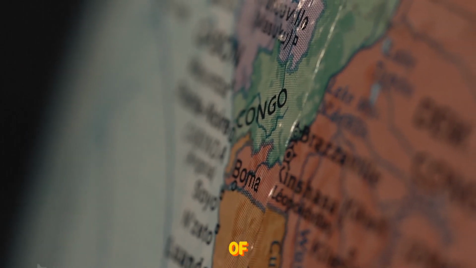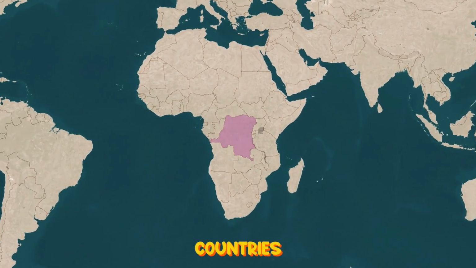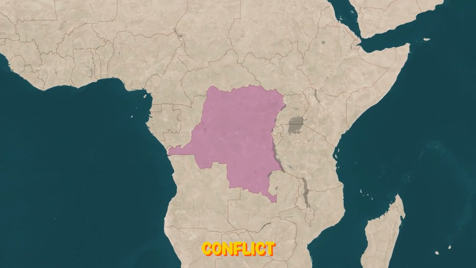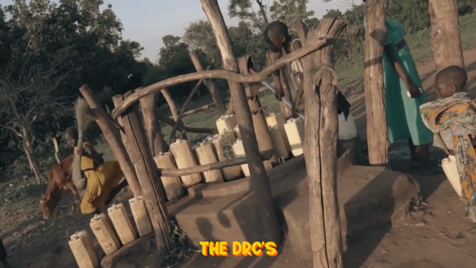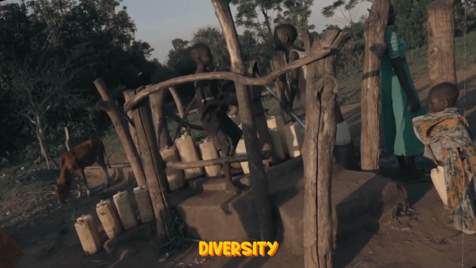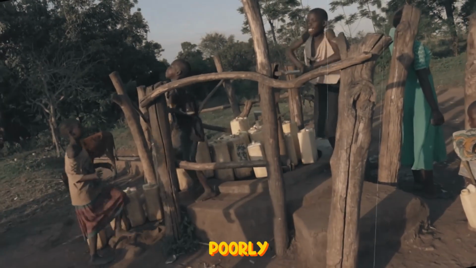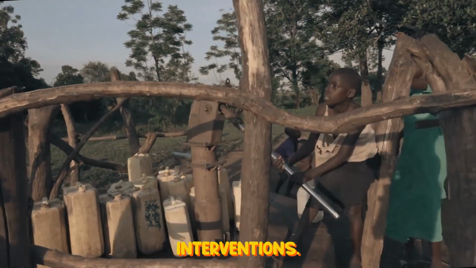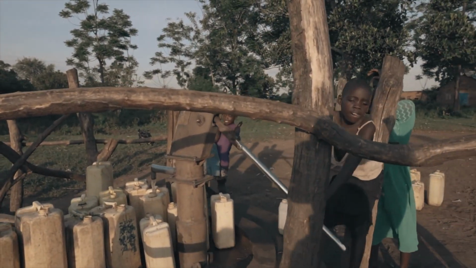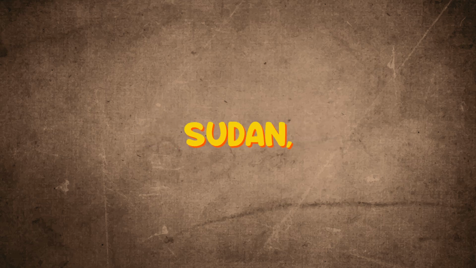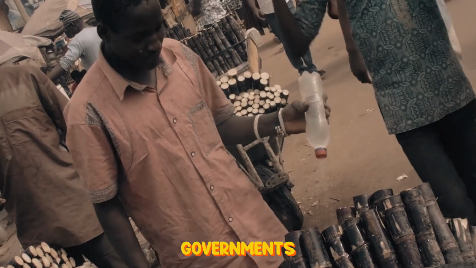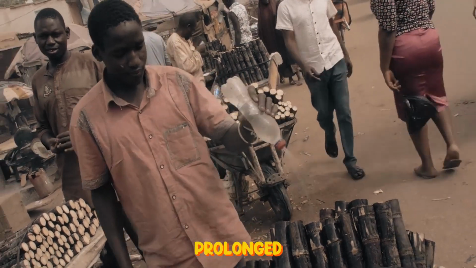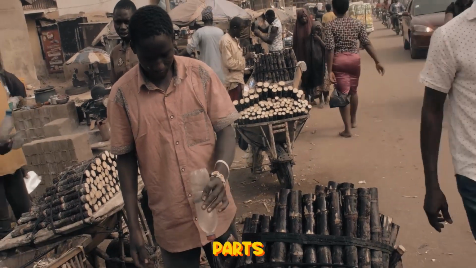The Democratic Republic of Congo, DRC, one of the largest countries in Africa, has faced continuous conflict since its independence from Belgium. The DRC's vast size, ethnic diversity, and rich mineral resources coupled with poorly drawn borders have made it a hotspot for civil wars and foreign interventions. Similarly, the Sudanese Civil War, which resulted in the eventual independence of South Sudan, was fueled by regional, ethnic, and economic divisions. Artificially imposed borders have made it difficult for governments to maintain control, leading to prolonged and bloody conflicts in many parts of the continent.